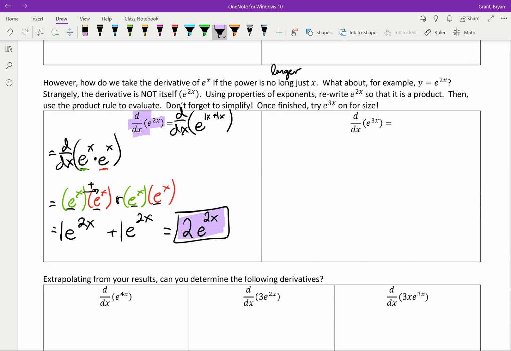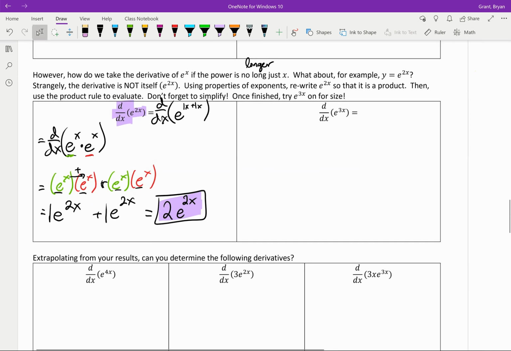Let's try another one. The derivative of e to the 3x. Now, one option here, and I'm always really impressed by people when they come up with this, is people say, well, couldn't we do e to the x times e to the x times e to the x and do the triple product rule? We learned that on the previous page. Sure, that's awesome. Do the triple product rule, you'll get the right answer. It's not even that much more work. It might be the same work.